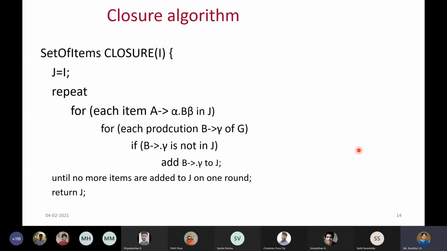So then it will help you. All these algorithms will help you. So I will just explain what is the closure algorithm. You know what closure is. What you are going to do is find the set of items when you are trying to find the closure in some particular state.